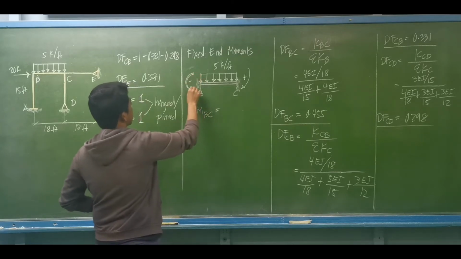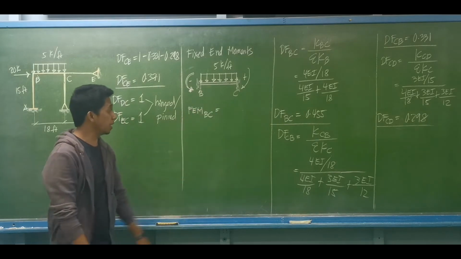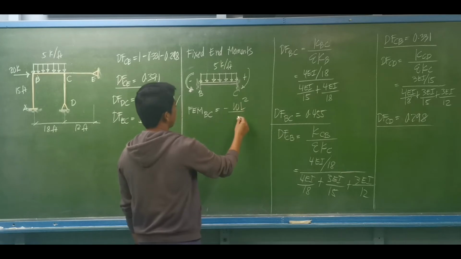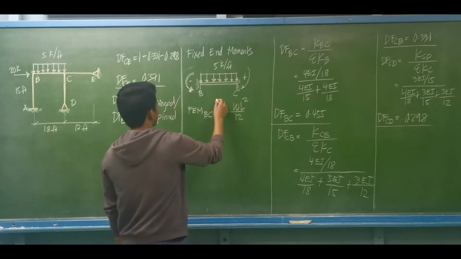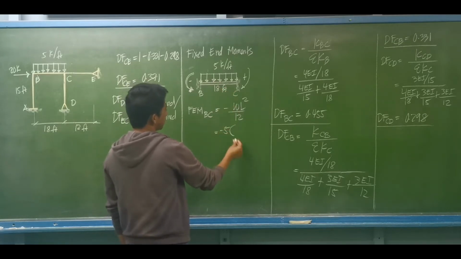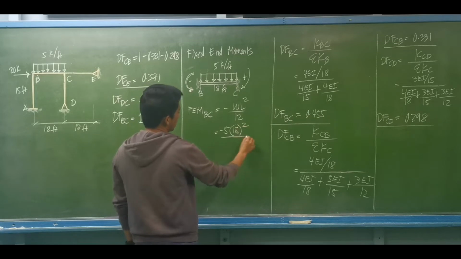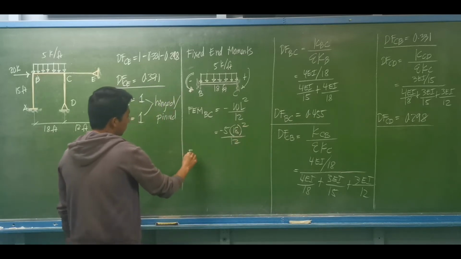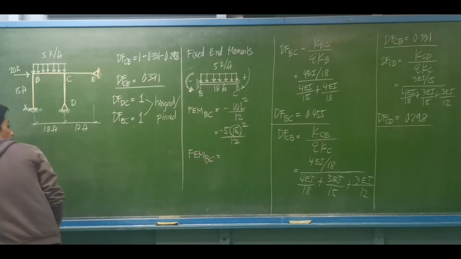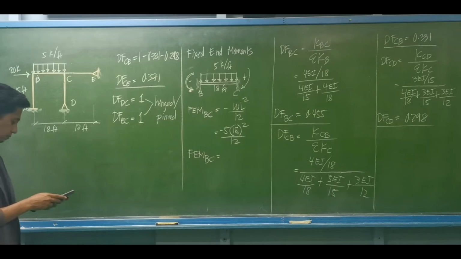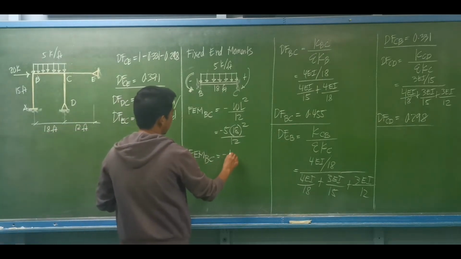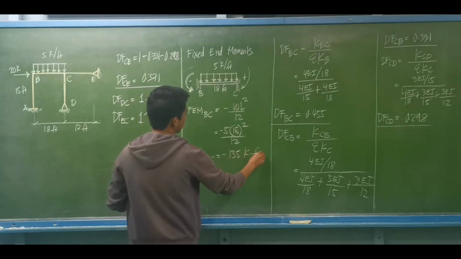As you can see, this is a counterclockwise moment, so assumed to be negative. This is negative the uniform load times L squared, the length squared, divided by 12. It has a span of 18 feet. So we'll be having negative 5 times 18 squared divided by 12. So we have the fixed end moment for span BC, a negative 135 kips foot.